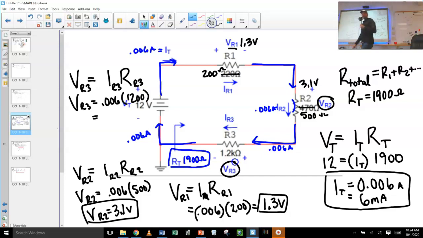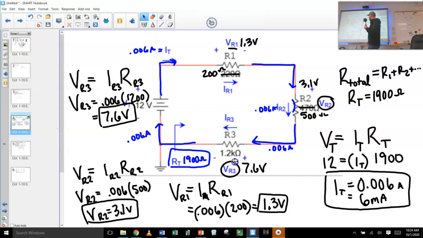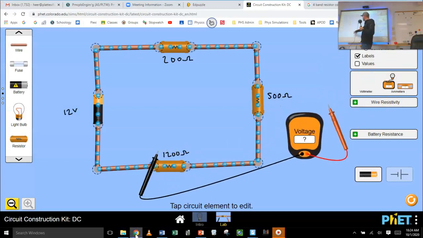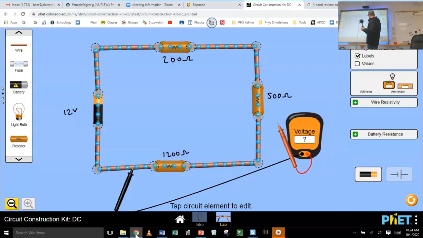So take 0.006 and you multiply by 1200 and you get 7.6. So this is 7.6 volts. Let's go over to our simulator to see if that's true. Voltmeter down, my red lead here, black lead, red lead, 7.6 volts.